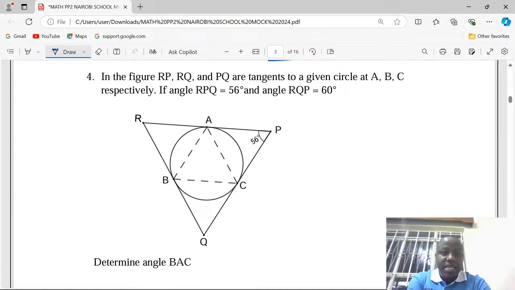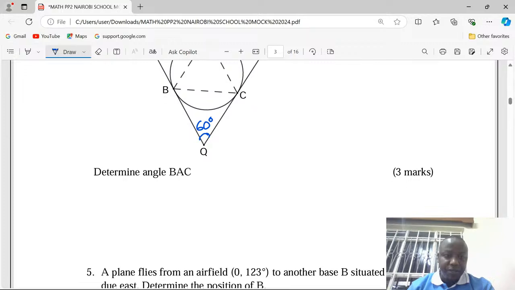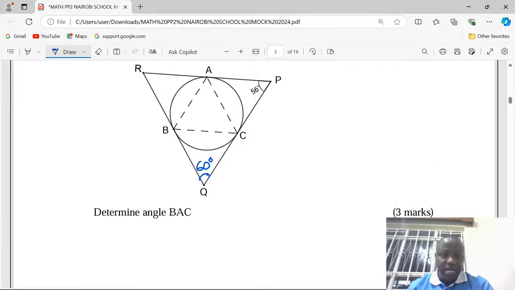Number 4 now. In the figure, RP, RQ, and PQ are tangents to a given circle, just as you can see at points A, B, and C respectively. If angle RPQ equals 56 according to the diagram, then we also have another angle RQP equals 60. So the angle at this point is equivalent to 60 degrees. The question now is determine angle BAC. Let's look at the angle BAC.